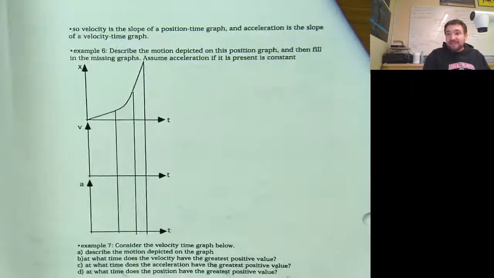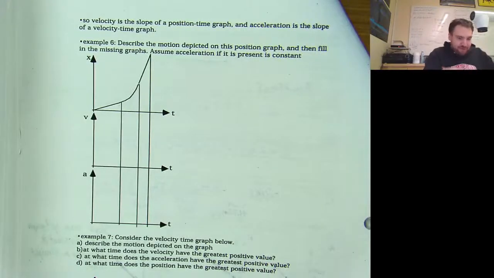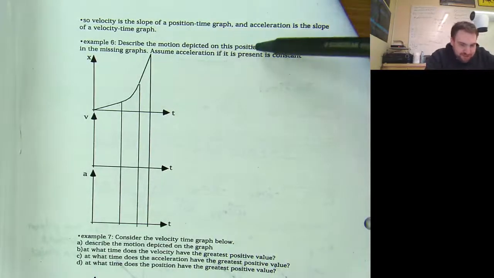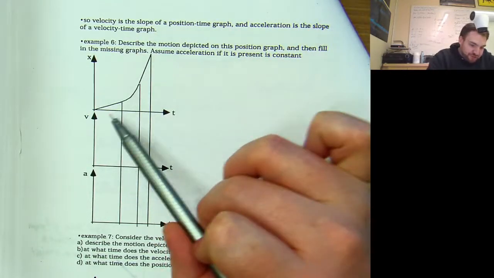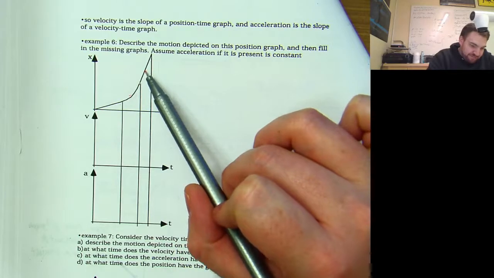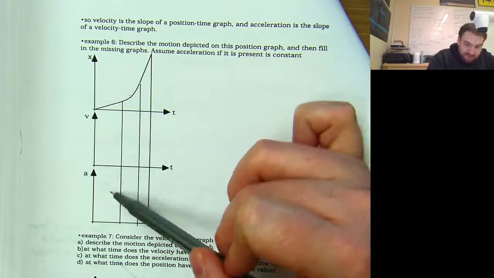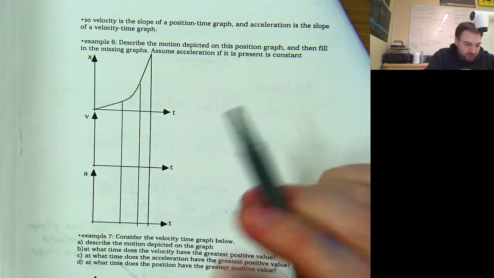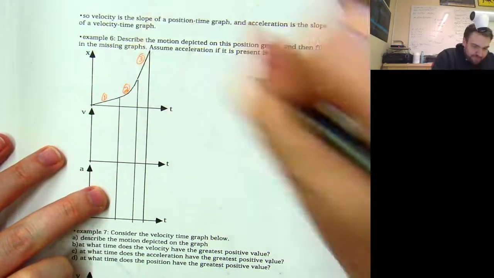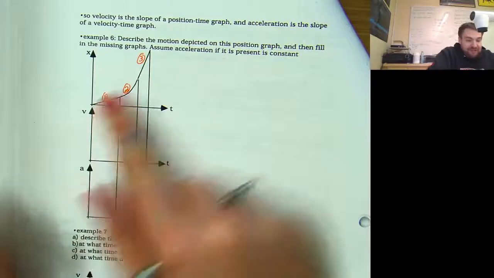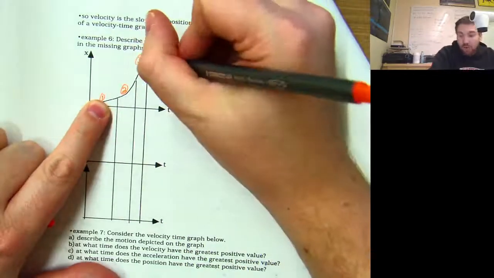So I'll do another one of these. We've got the same idea. If I've got the motion, we want to describe the motion depicted on this position graph and then fill in the missing graphs. So here's what's going on. I've got a straight line, a curved line, and a straight line here. A velocity graph and an acceleration graph. So I have 3 zones. I got zone 1, I got zone 2, and I got zone 3. Here, we know that's a straight line, and this is a straight line. So we have constant, we know.